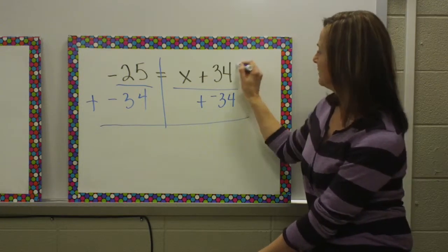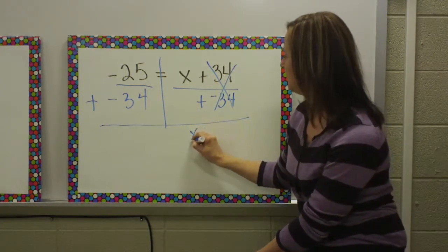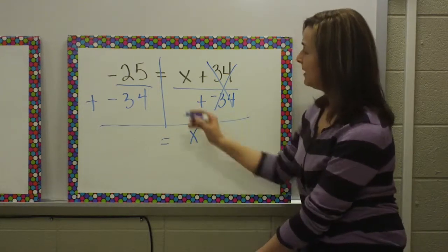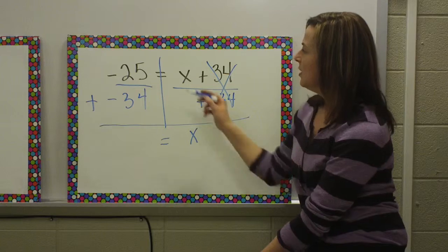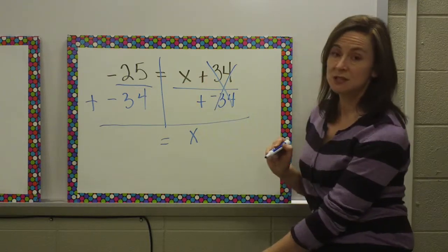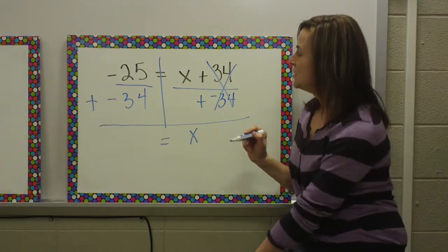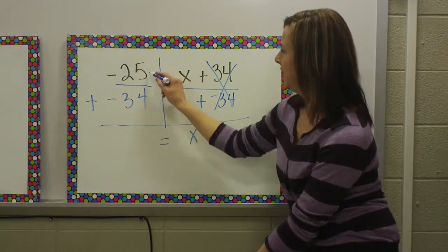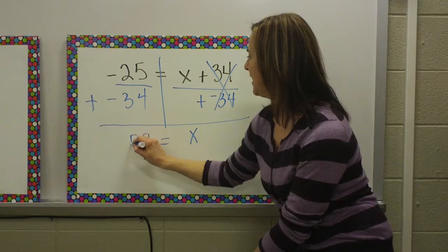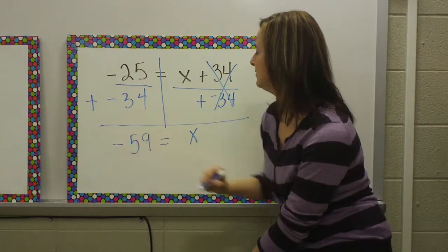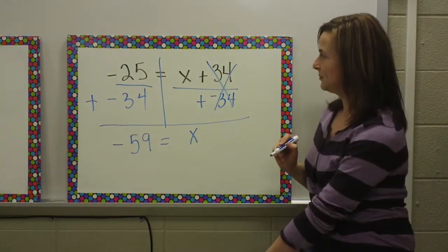Then I'm going to cancel out any zero pair. So 34 and negative 34 cancel out. I'm left with x equals, and then I have a negative 25 and a negative 34. Well, I remember my rules of integers. I'm adding the same sign. So I keep and add. So 5 plus 4 is 9. 2 plus 3 is 5. Negative and a negative equals a negative.